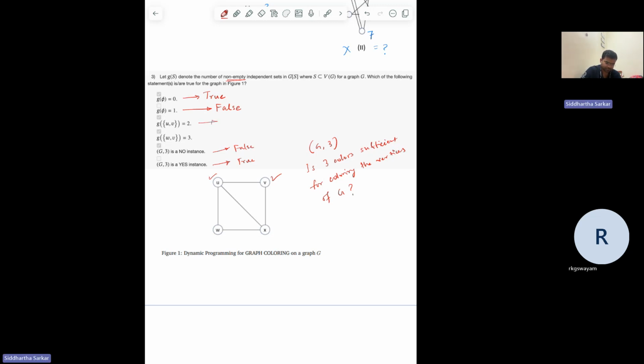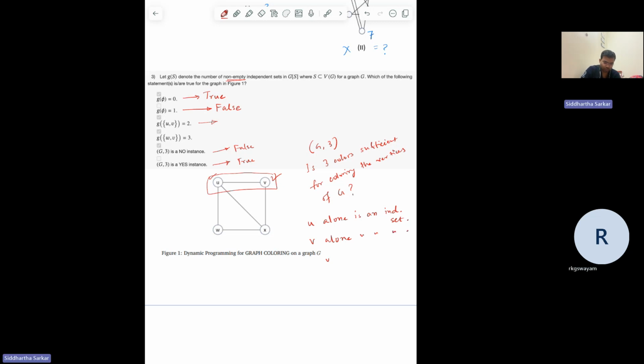How many non-empty independent sets are there for the subgraph induced on U and V? U and V is a single edge. So U alone is an independent set, and V alone is also an independent set.